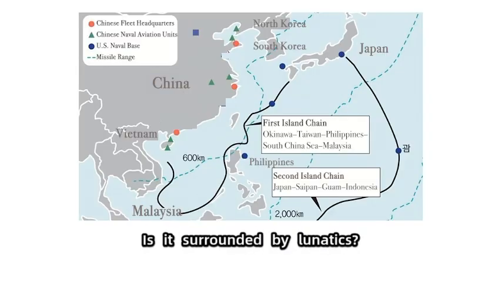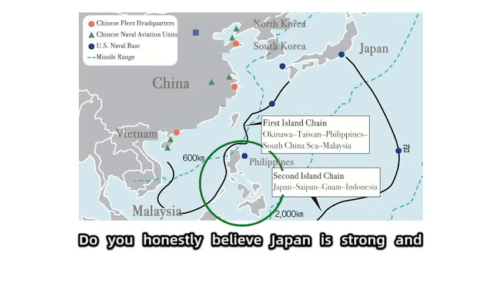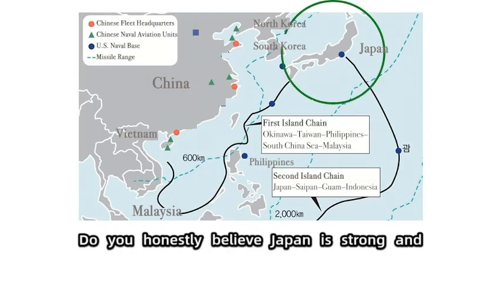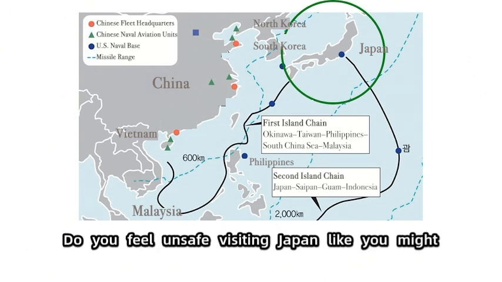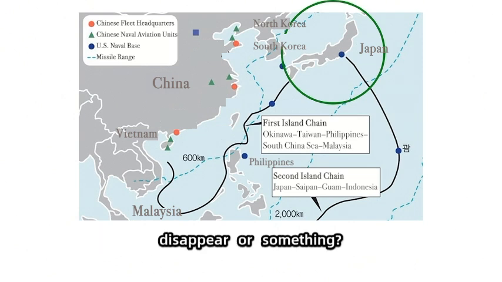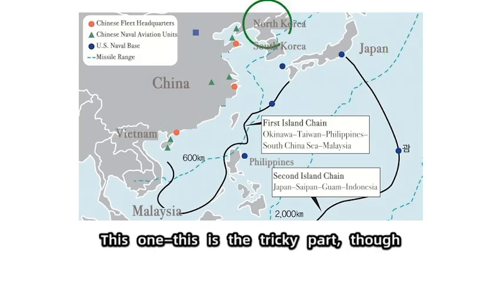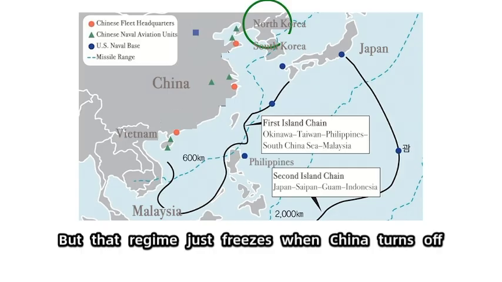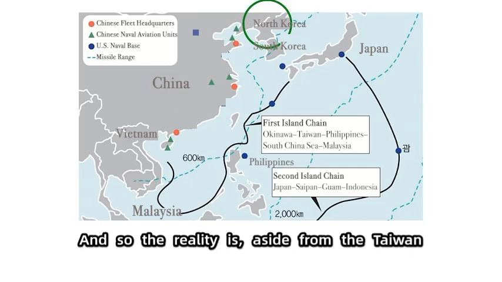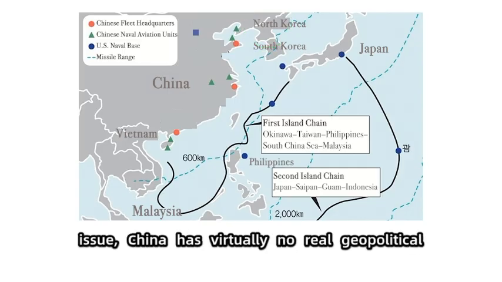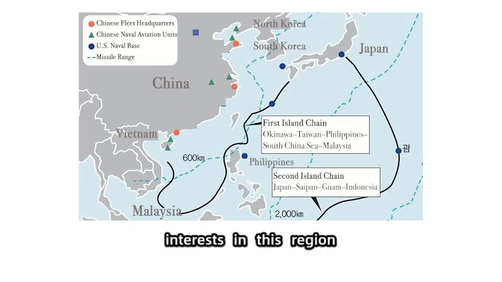Look at the Philippines. Is it surrounded by lunatics? Of course not. Do you honestly believe Japan is strong and barbaric? Do you feel unsafe visiting Japan, like you might disappear or something? And Korea? We're one of the most peaceful nations on earth. This is the tricky part though. But that regime just freezes when China turns off the tap. And so the reality is, aside from the Taiwan issue, China has virtually no real geopolitical interests in this region.